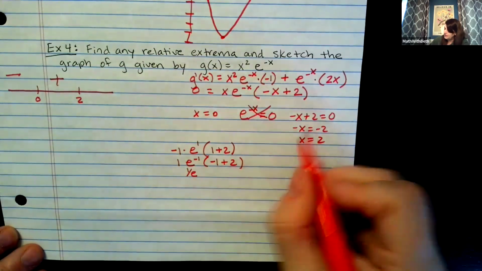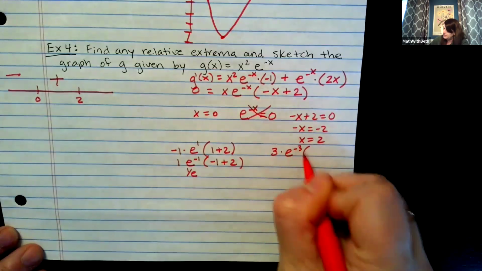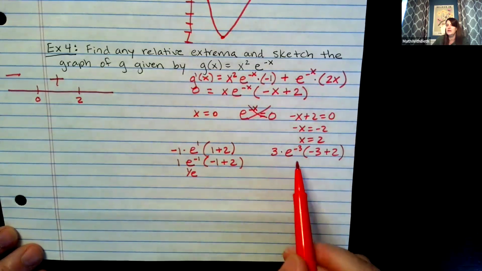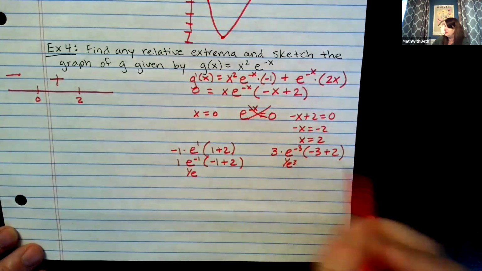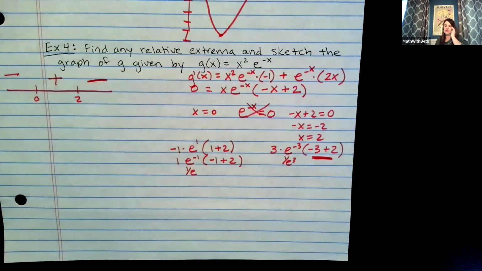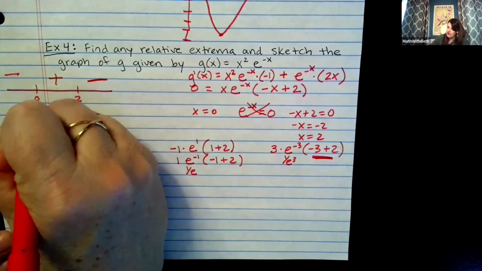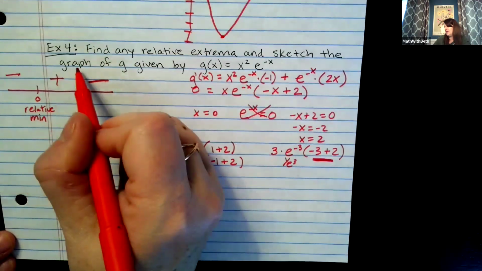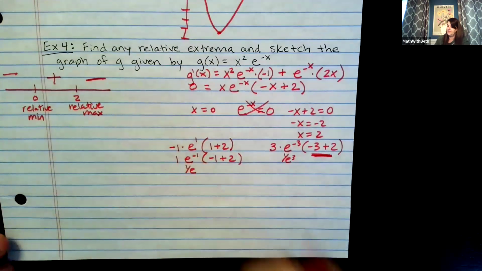And then if I plug in something like 3, I'm getting 3 times e to the -3rd times -3 plus 2. So again, a positive times a positive, because this is just 1 over e to the 3rd. But then here's a negative. So that's a negative. So we have a relative min here, because we're going down and then up. And here we're going up and then down. So we have a relative max here.